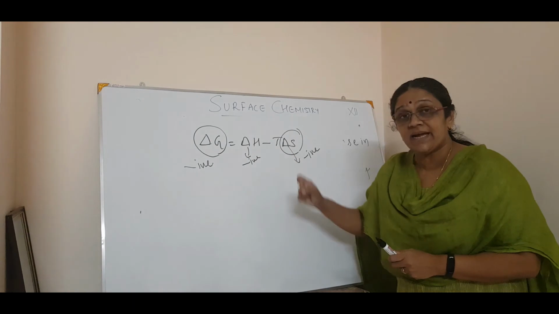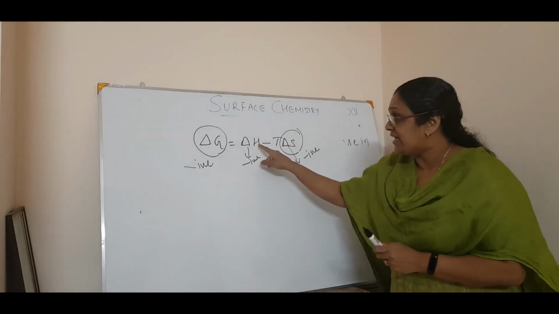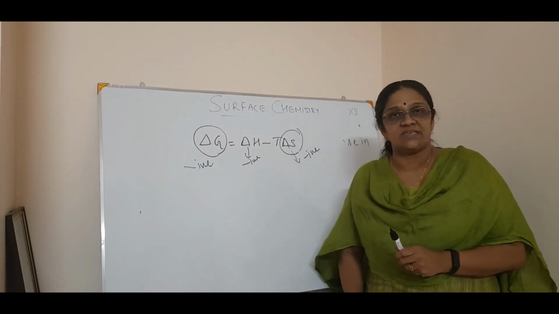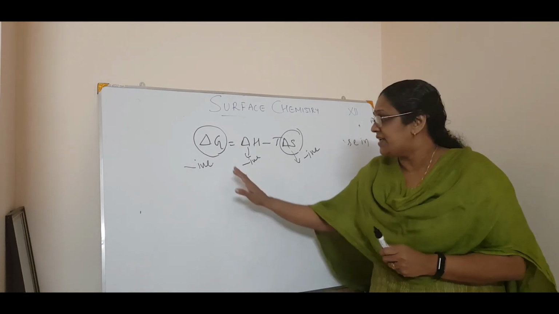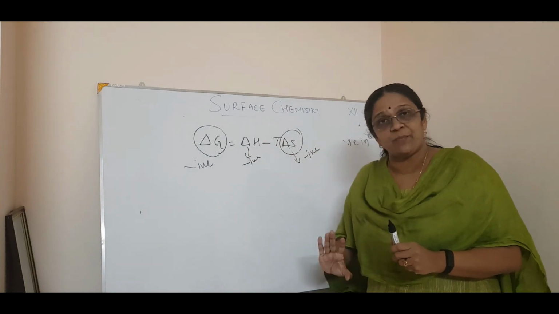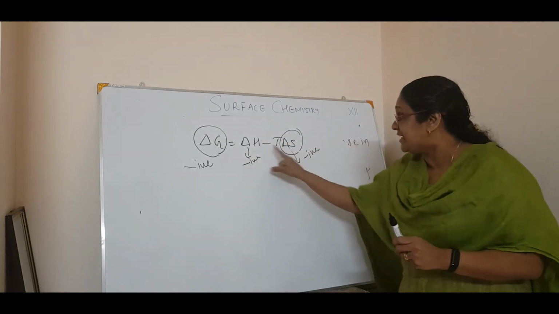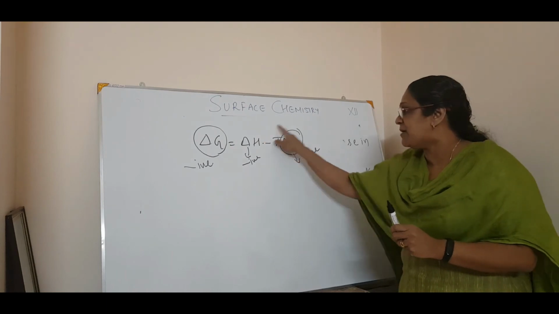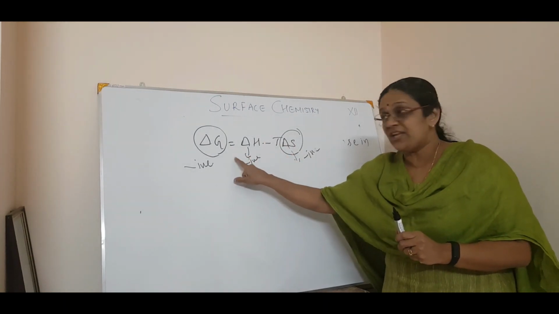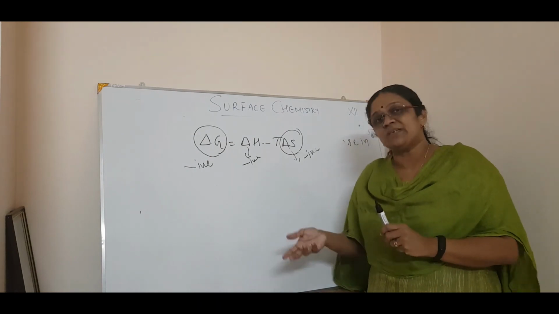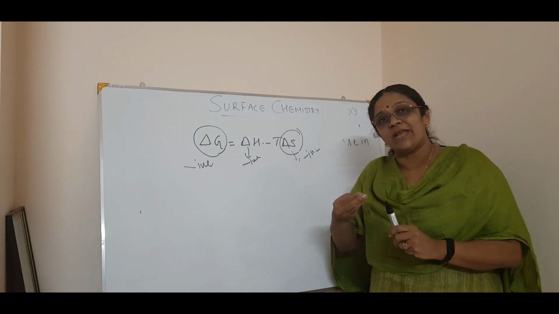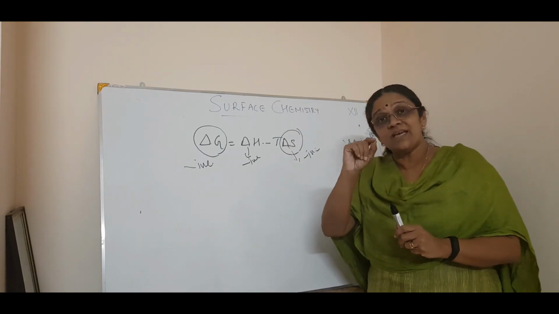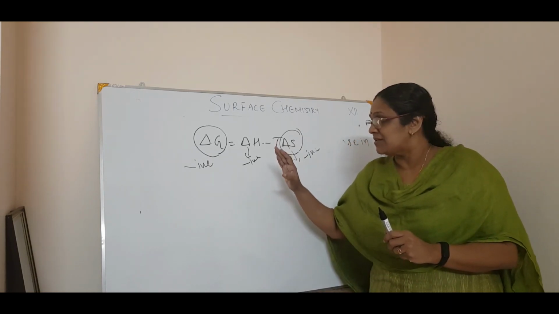Now when will this delta G be negative? By this equation. If the delta H is more negative and the T delta S term is positive, then you can say this reaction is spontaneous. That's all. You know, if delta G is negative, a spontaneous reaction happens. For that, the delta H must be more negative than the T delta S term. Then only is a reaction spontaneous. And after some time, what will happen? The delta H will become more and more negative until it becomes equal to T delta S. And what is the condition? Equilibrium is attained.